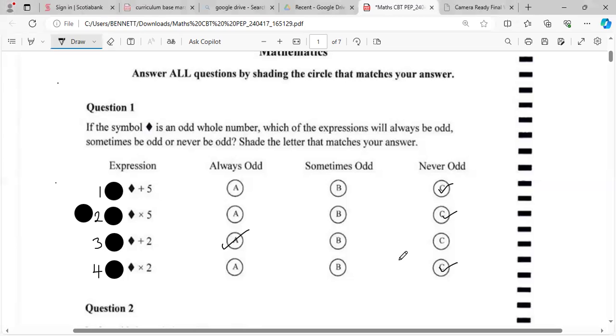All right, critique time. Yeah, Kayla. I don't completely agree with Jeremiah because it said if the symbol is an odd whole number and he just used 4. And 4 would not be odd. Kayla has a point there, right? Because it specifically says it's an odd number. So it cannot be 4.